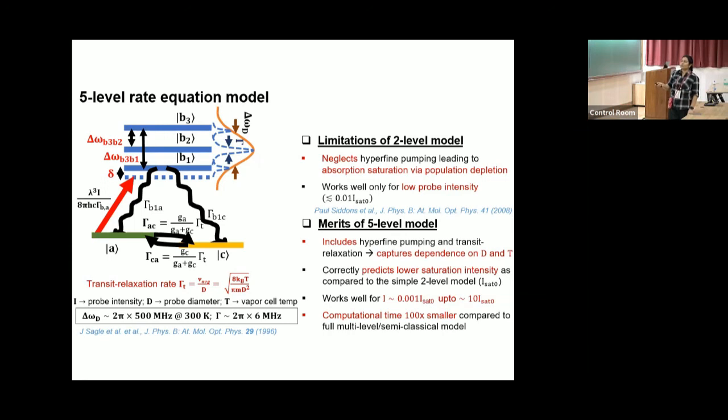The merit of using the 5-level rate equation model is that it includes hyperfine pumping and also transit relaxation, which is very important between the 2 ground states. It captures the dependence on the probe diameter as well as temperature, and it also correctly predicts a low saturation intensity as compared to the 2-level model.